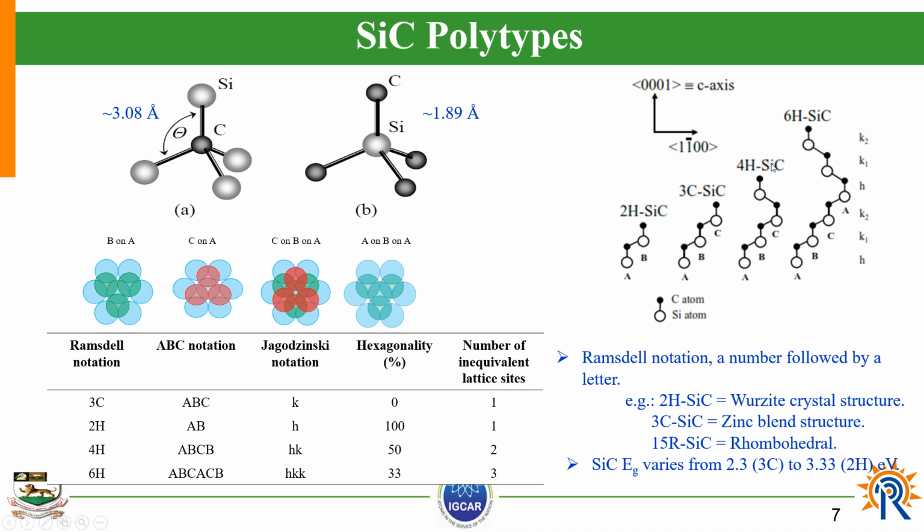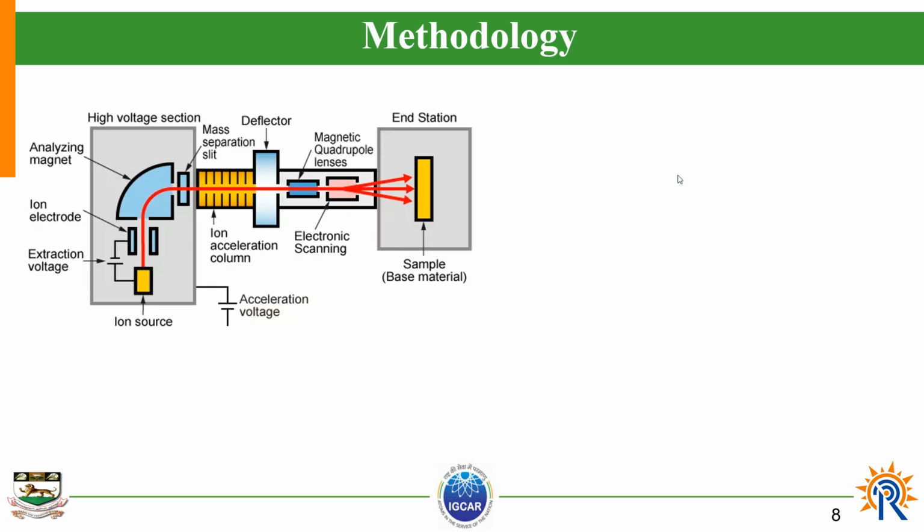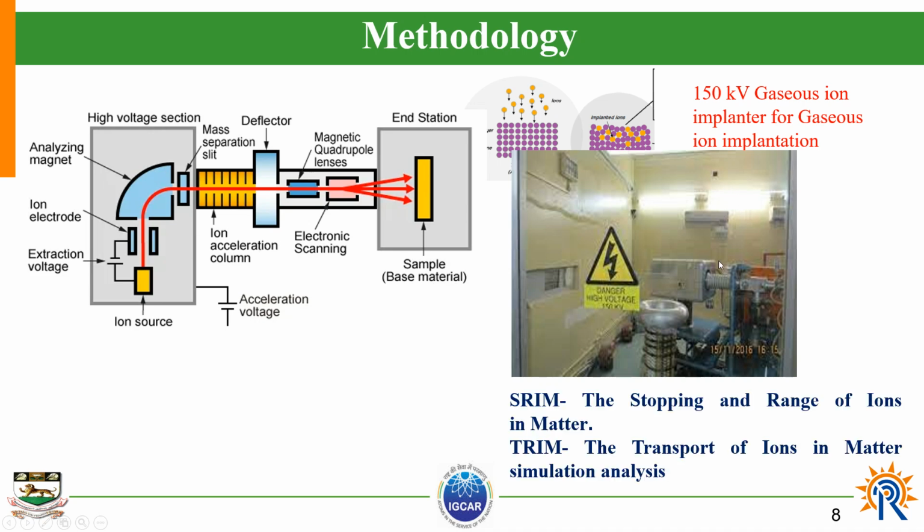So I use 4H-SiC because it has huge applications compared to any other material, because it has high saturation electron velocity, high thermal conductivity, and a lot of applications compared to any other structures. As I mentioned, I have to use the ion irradiation procedure to implant the material. I used the 150 kV gaseous ion implanter, which is available at IGCAR Kalpakkam, and I used 75 keV ion implantation for the porous SiC materials.